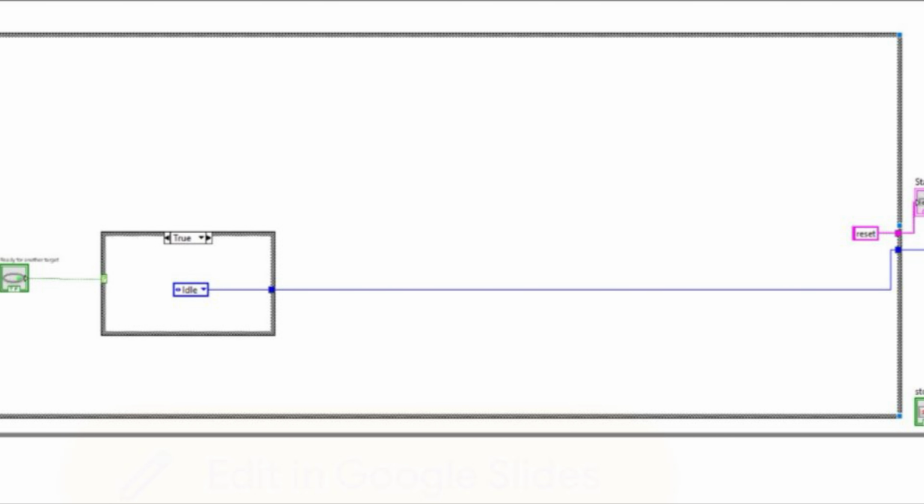And lastly, in the reset stage, the state machine goes back to the idle state and starts the whole process over again without having to stop the code.